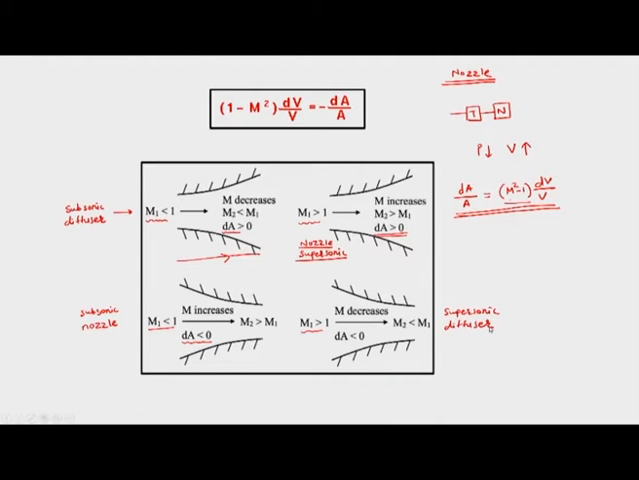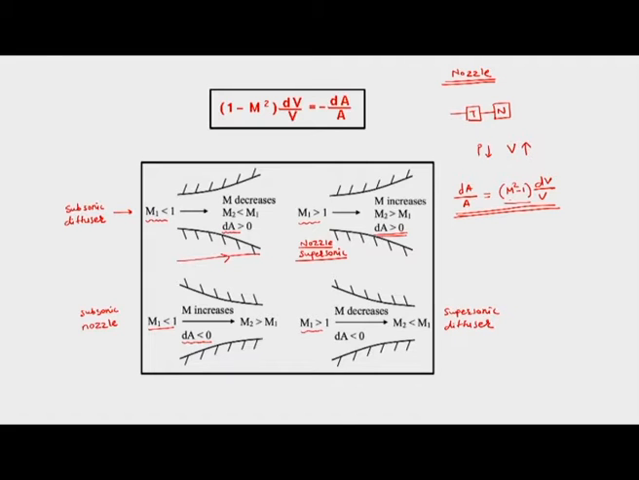So, we see that if we just draw a duct, then we can't say whether it is a nozzle or a diffuser. It depends upon the inlet Mach number. A supersonic diffuser would have a convergent section, and a subsonic nozzle has a convergent portion. A supersonic nozzle has a diverging portion, and a subsonic diffuser has a diverging portion.